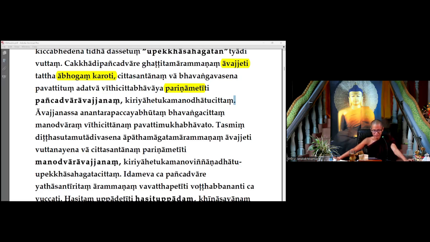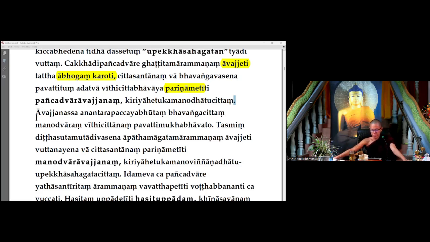So now we are teaching the 3 Ahetuka Kiriya Cittas: Pañcadvārāvajjana, Manodvārāvajjana, and Hasituppāda. So 3. Page number 86.